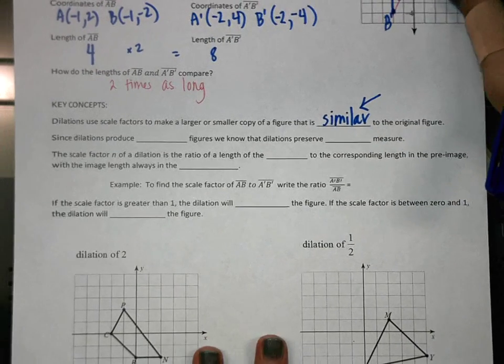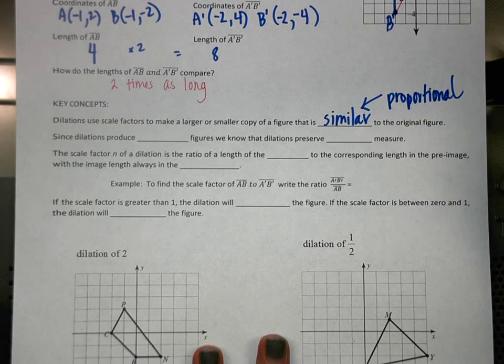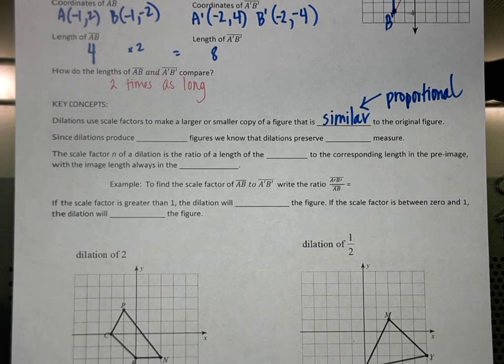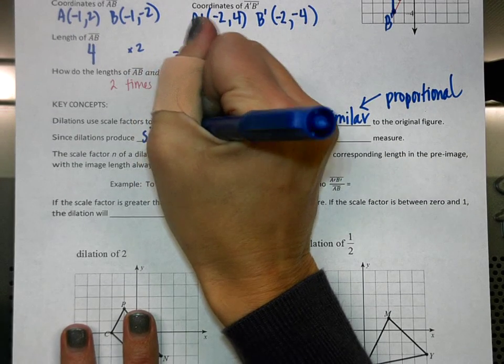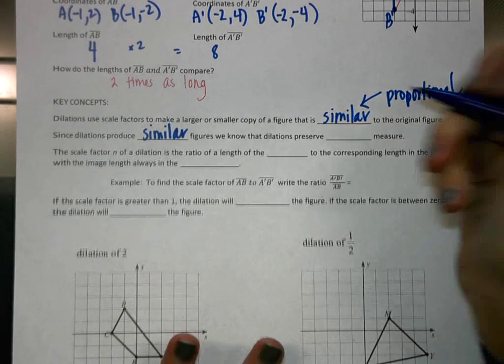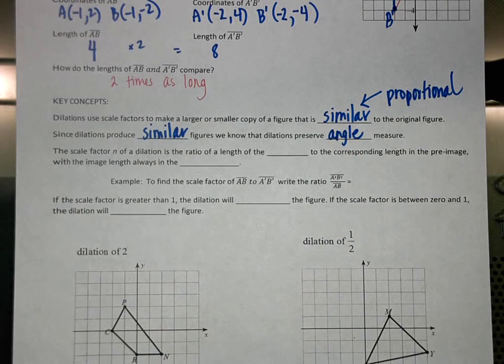Similar means proportional, right? So remember how we had all of our similar figures and our similar triangles and they all had the same ratio? Okay, same thing with dilations. You're using something and it's going to have the same ratio, the same proportion. Since dilations produce similar figures, we know that the dilation preserves what? Angle measure. That is correct. Good job. So that means that with all of our figures, they have congruent angles and proportional lengths, right?